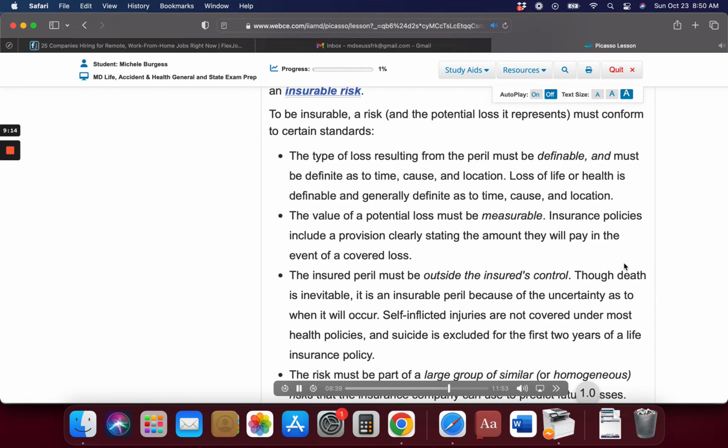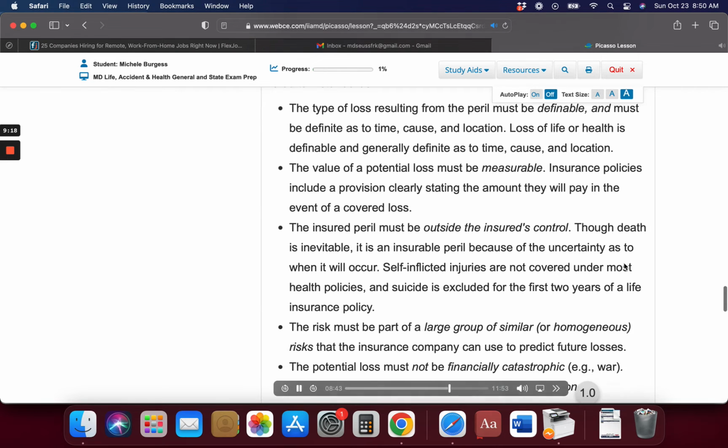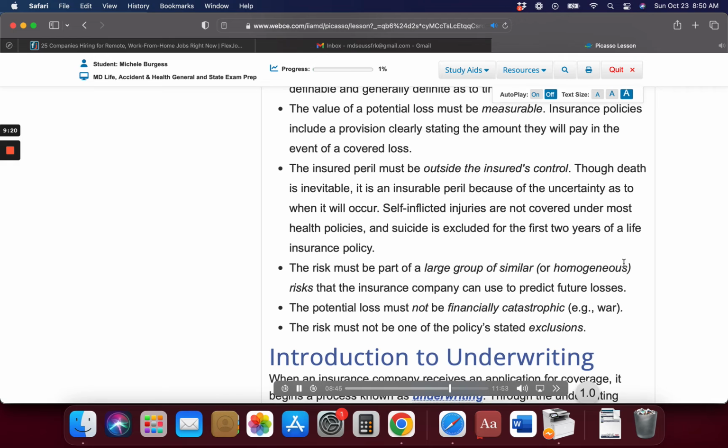The value of a potential loss must be measurable. Insurance policies include a provision clearly stating the amount they will pay in the event of a covered loss. The insured peril must be outside the insured's control. Though death is inevitable, it is an insurable peril because of the uncertainty as to when it will occur. Self-inflicted injuries are not covered under most health policies, and suicide is excluded for the first 2 years of a life insurance policy.